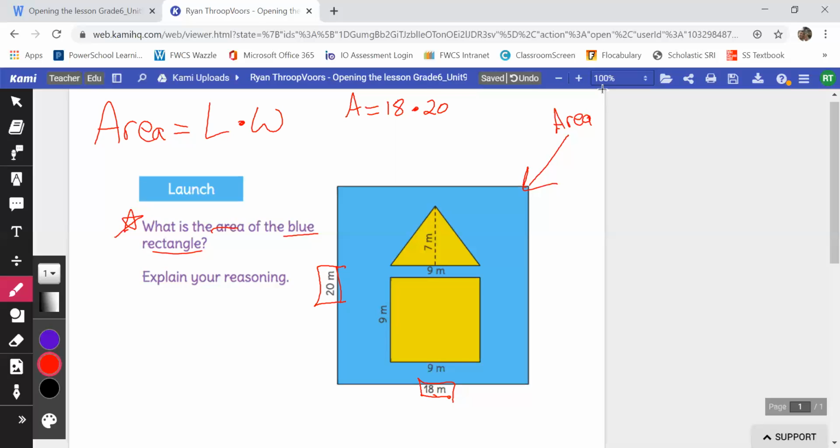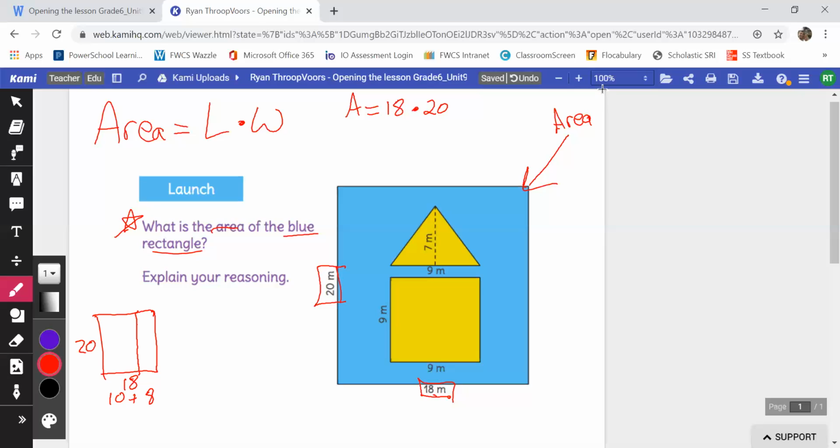I want to show you how to use area to figure that out. So I'm going to have some space over here on the side. So if this is my blue rectangle over here, and this is, of course, 18 meters, and this is 20 meters. I think about, I can break this 18 up into an easier problem. So instead of saying 18, I want to say that this is 10 plus 8, because 10 plus 8, of course, is 18. And I can do the multiplication on 10 and 8 much faster in my head.